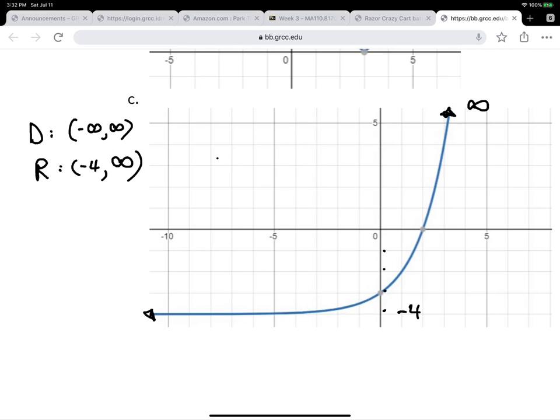All right. So this is it for the graphs. Finding to see if a graph is a function should be relatively easy. Hopefully the vertical line test will do you well. And if you got any questions, please let me know.